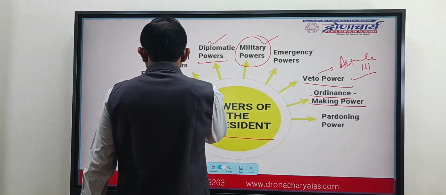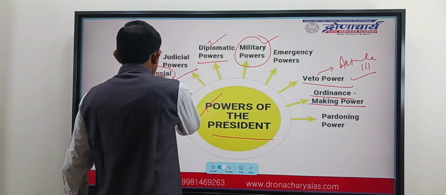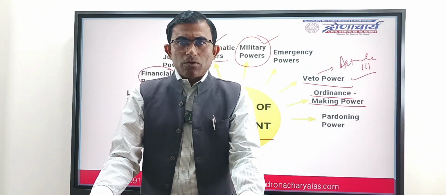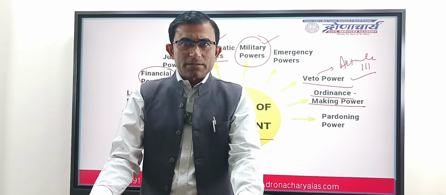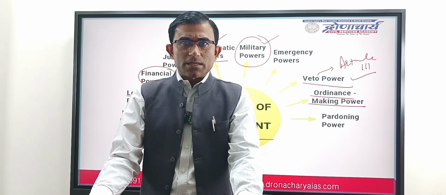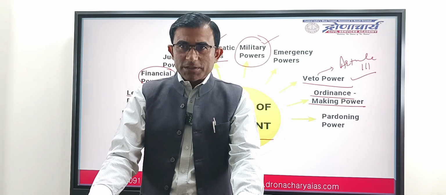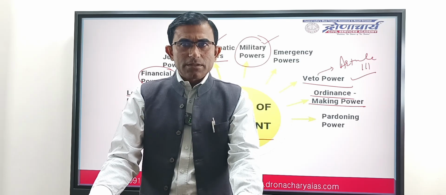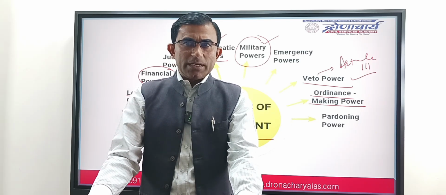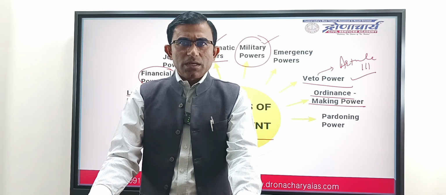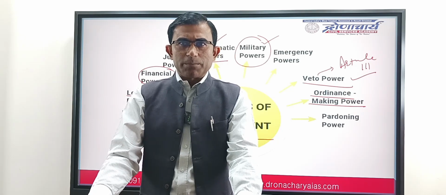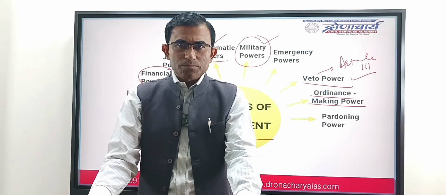Next is financial powers. Money bills can be introduced in the Parliament only after the prior recommendation of the President. He can make advances out of the Contingency Fund of India to meet any unforeseen expenditure. He lays down the annual financial statement, meaning the Union Budget, before Parliament in each financial year. He constitutes a Finance Commission every 5 years for recommending distribution of revenues between the Centre and the states.